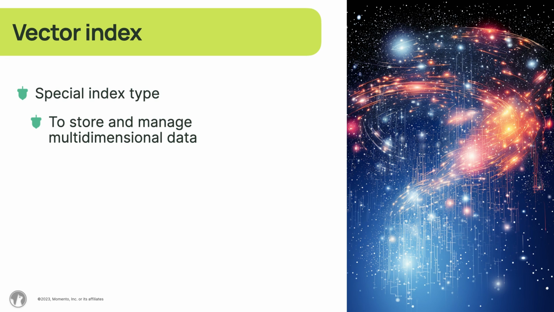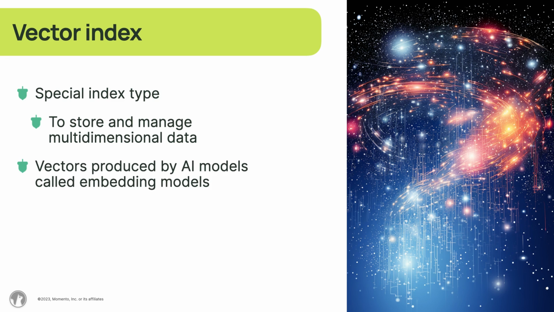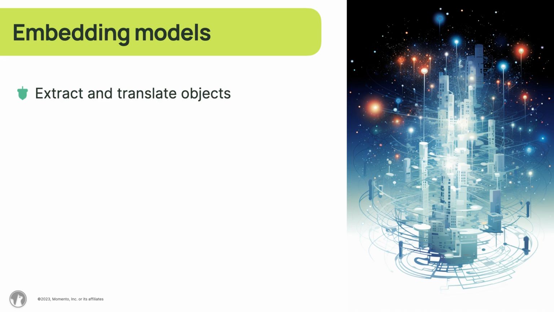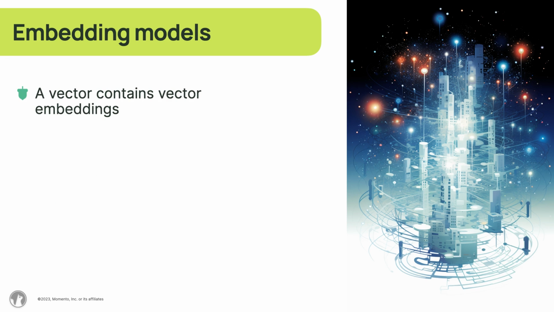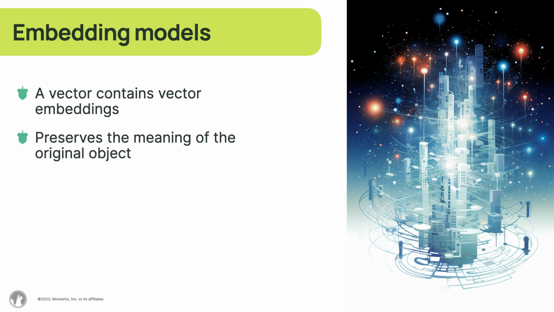A vector index is a specialized type of index designed to store and manage multidimensional data called vectors. You can produce vectors from AI models called embedding models. Embedding models extract and translate the key features of an object, an article, an image, or a video, then encode them into a numerical format as a vector containing vector embeddings. This numerical representation preserves the meaning of the original object. Each one of these numbers in a vector is called a vector embedding.